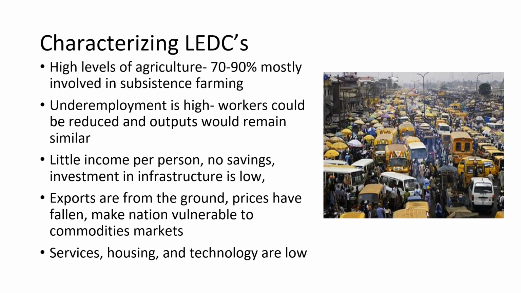Now, in terms of lower economically developing countries, there are a few things that we tend to see with these sorts of countries that are often low-income countries. First is that they have high levels of agriculture. 70 to 90% of lower income countries are mostly involved in subsistence farming. That's where a family may farm only enough to have the food, have the resources that they themselves need. They're not necessarily selling it to larger markets. They are doing this in order to survive for themselves.